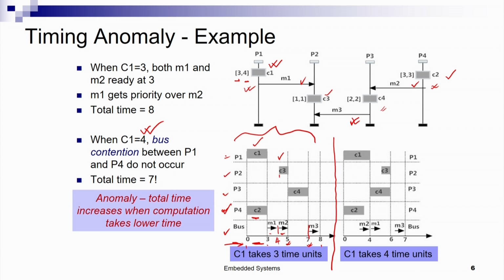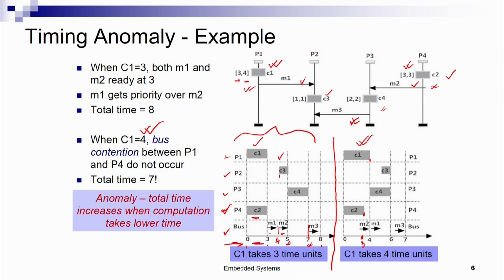So, in the first case C1 takes 3 time units to execute. Now, in the second case C1 takes more time to execute. So, both tasks: on P1, C1 takes 4 time units and completes at time 4, and on P4, C2 however takes only 3 time units, because its upper bound and lower bound are both 3 time units, and it executes on P4 and completes at time 3. Now, because C2 completes at time 3 and at that time C1 has not finished, message M1 is not ready at time 3.